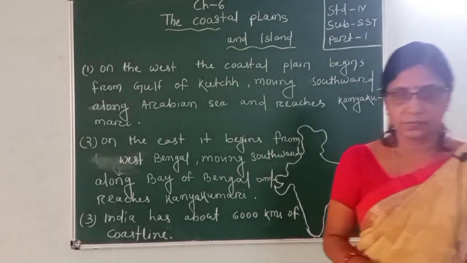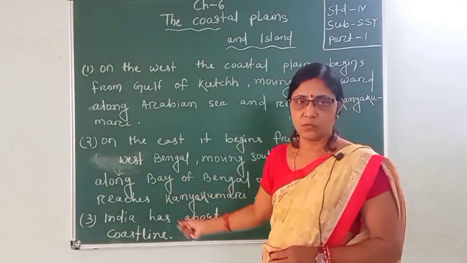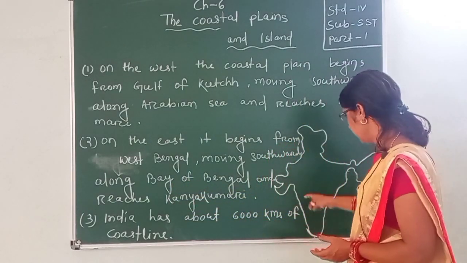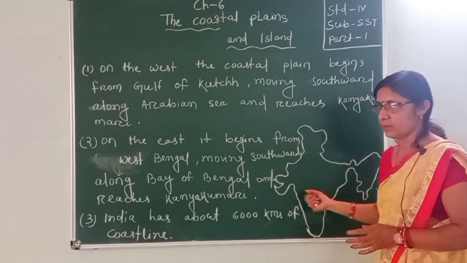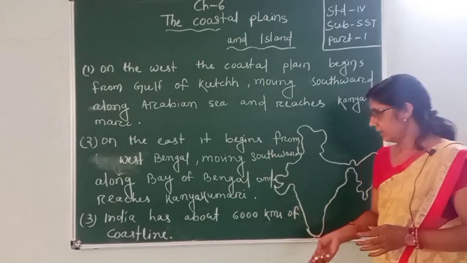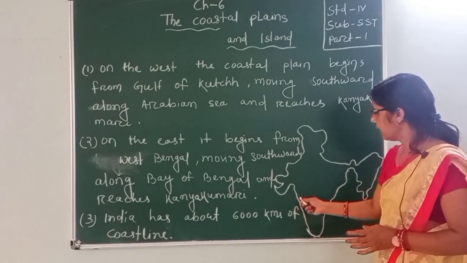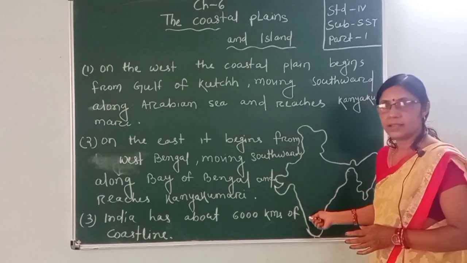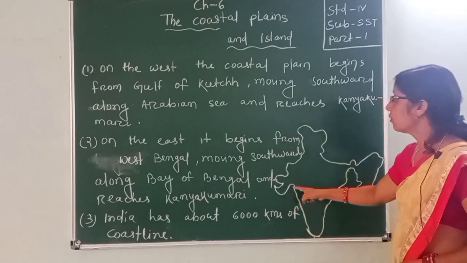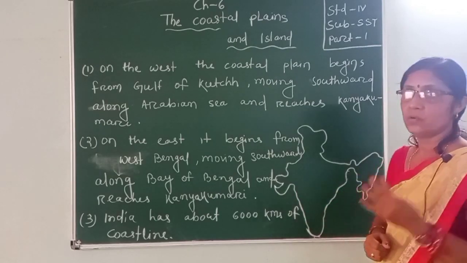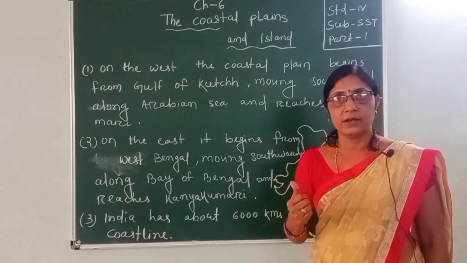So the coastal plain is situated on the east and west of the Southern Plateau. On the eastern side it lies between the Bay of Bengal and the Eastern Ghats, and on the western side it lies between the Arabian Sea and the Western Ghats. The western coastal plain is divided into 3 parts, and the eastern coastal plain is divided into 2 parts.